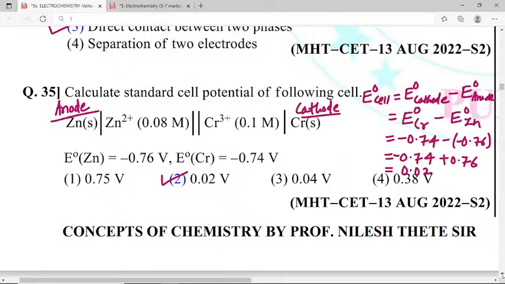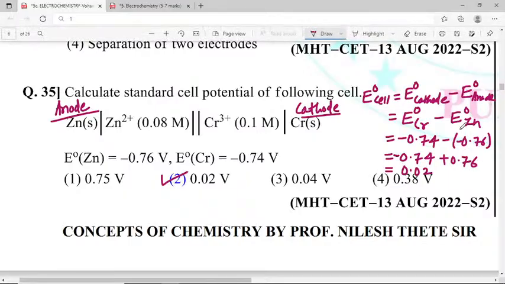Get it, everyone? Question number 35, a very important question for the CET exam 2026. Calculate the standard cell potential of the following cell. E naught cell is equal to E naught cathode minus E naught anode. The right side, chromium, is the cathode and the left side, zinc, is the anode. E naught zinc is minus 0.76 and E naught chromium is minus 0.74 volt. Substitute the values and we get the answer 0.02 volt.